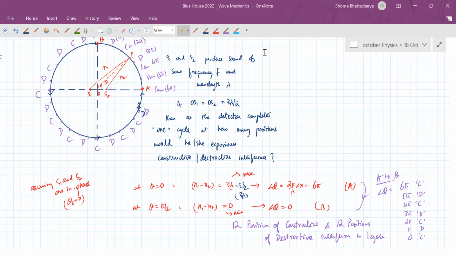Will we be doing any example where they are not in phase? Yeah, we'll be doing that. Like we've taken examples in transverse waves also, where we give some time delay to one of the sources, like those kinds of examples. Okay, sir. Thank you.